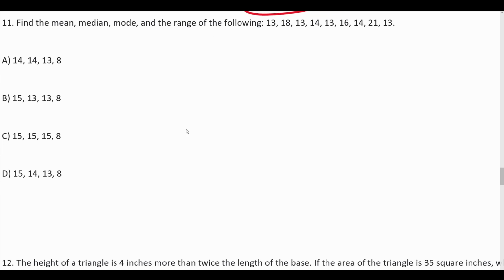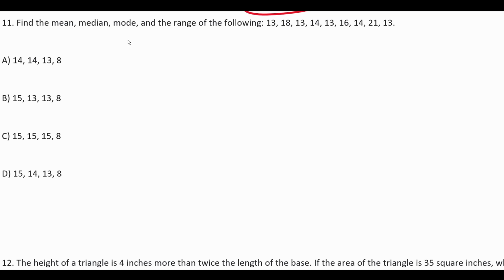All right, number 11 says find the mean, median, mode, and range of the following. We have 13, 18, 13, 14, 13, 16, 14, 21, and 13. The very first thing you should do when you're asked to find the mean, median, mode, and range is to arrange the values that you're given from least to greatest.